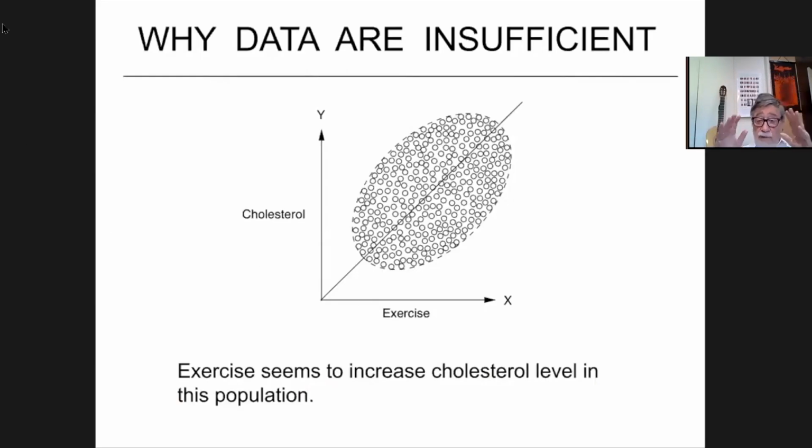Now I want to first, before we go into the inference engine, convince you that data is insufficient for going from level 1, association, to level 2, which is intervention. And I do it without any numbers, just by showing you pictures. Here is a diagram, called the scatter diagram, of data points connecting cholesterol to exercise. So it seems like the more you exercise, the larger your cholesterol level.